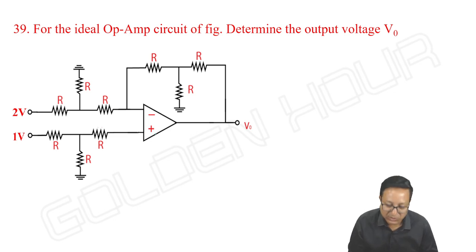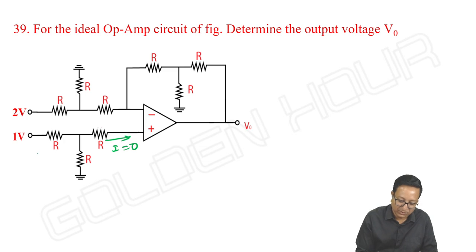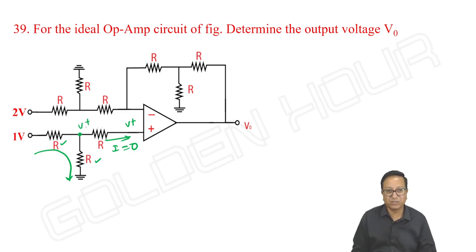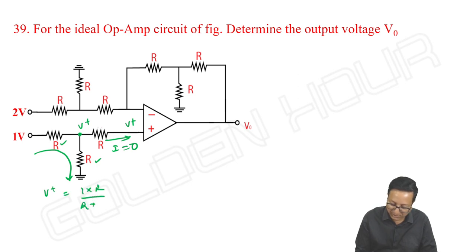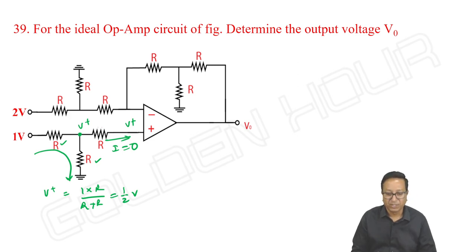So how do we do this problem? First of all, is there any current possible here? No. Whatever current comes from the 1 volt, the entire current will flow through this resistor and this resistor. So let me take this voltage. As this is 0, it is V plus. As no current is possible here, this is also V plus. So V plus by the voltage division rule is 1 into R by R plus R, it is 1 by 2.